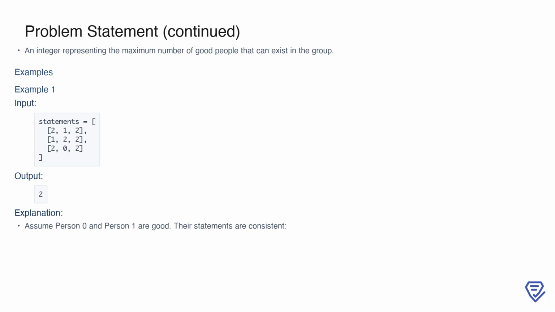Suppose the input is a statements array where person 0, person 1, and person 2 make statements about each other. If we assume that person 0 and person 1 are good, their statements align and are consistent. For example, person 0 claims that person 1 is good, and person 1 claims that person 0 is good. This mutual agreement validates their statements. In this case, person 2 is bad, so their statement becomes irrelevant as it does not impact the consistency of the good people's claims. In this scenario, the maximum number of good people is 2.